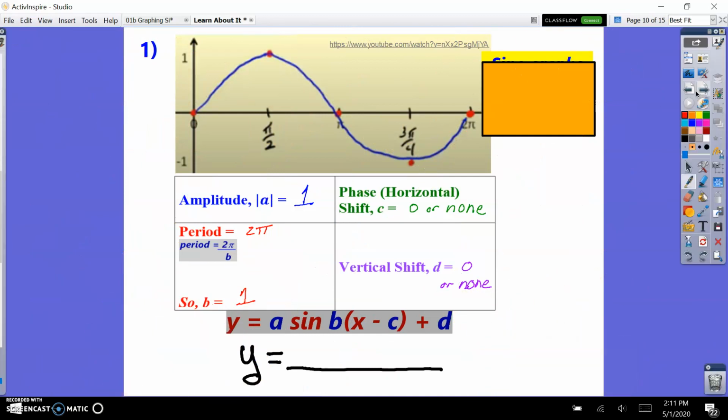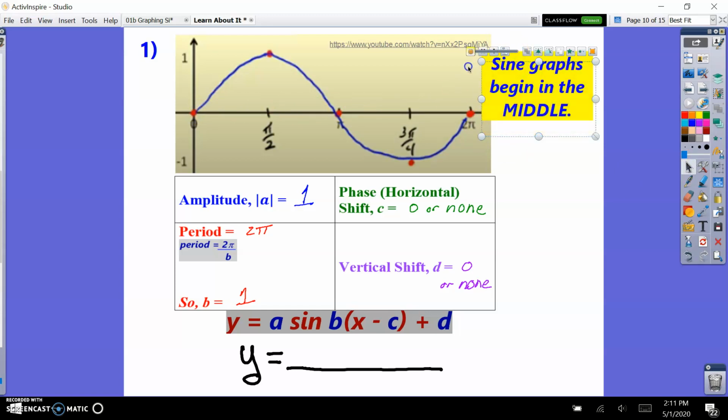Problem 1, you already completed. And basically, this function right here, this is a sine, and this graph was from a video that you watched last week, but this is definitely going to be a sine function because sine begins in the middle. Remember, we just talked about that. It goes middle, high, middle, low, middle. So we already identified the amplitude, the period, the b value. There's no phase shift and there's no vertical shift.